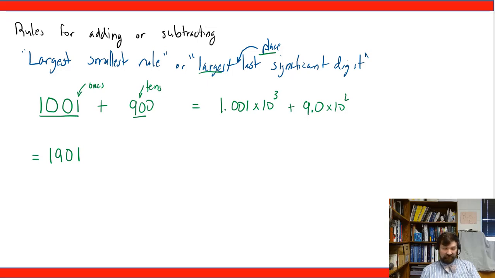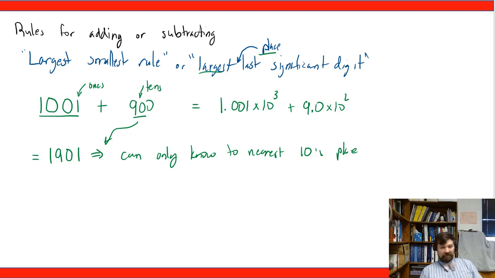So it is larger than the ones place. So this must be can only know to nearest tens place, thanks to this number here. So this sum with significant figures we would say is 1900, or in other words 1.90 times 10 to the 3.